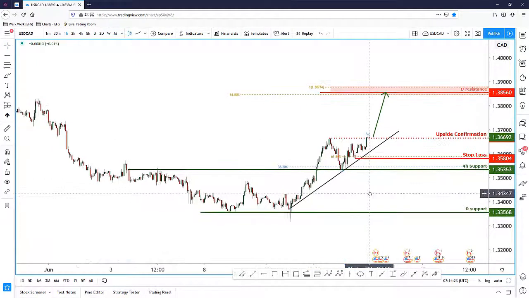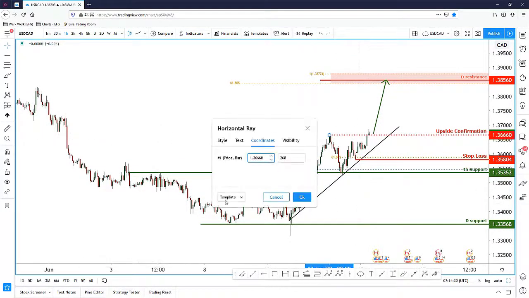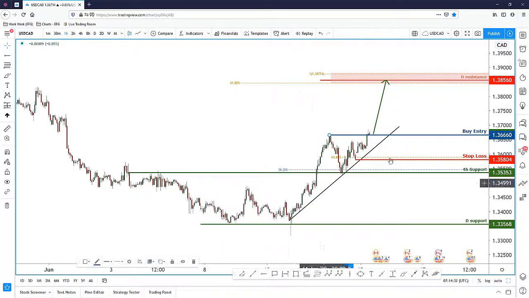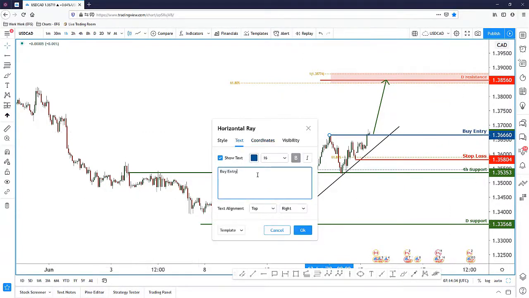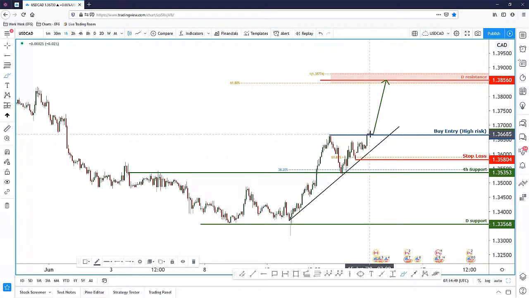So this is one scenario for the high risk traders who want to get in on the action. This can really be your buy entry right now, for the high risk traders. You don't really want to wait for confirmation. Now, for those of you who want a very clear confirmation, I would wait for price to close above this level, as I mentioned.